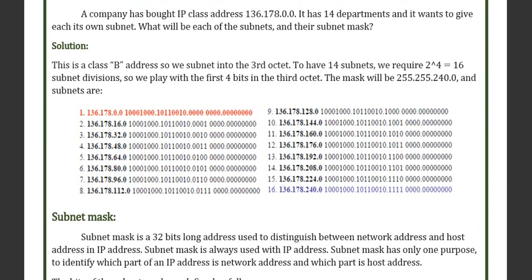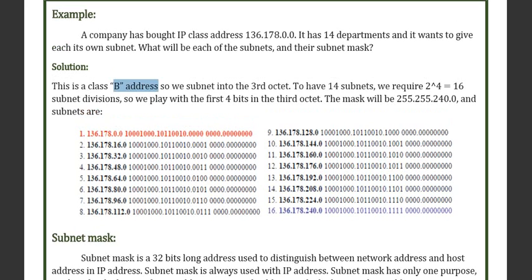By this mathematical notation we can easily solve this: a company has bought an IP address which is 136.178.0.0. It has 14 departments and it wants to give each its own subnet. That means we need to divide it into 14 subnets. For that we can see we are in the class B address because 136 is in the class B range. That's the reason we need to have 14 subnets, because we have 14 departments.